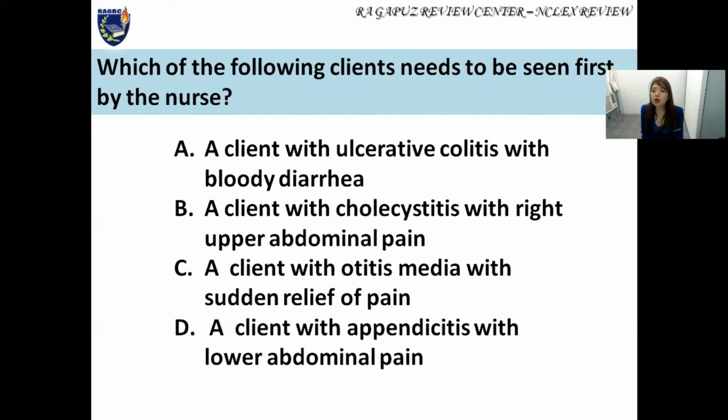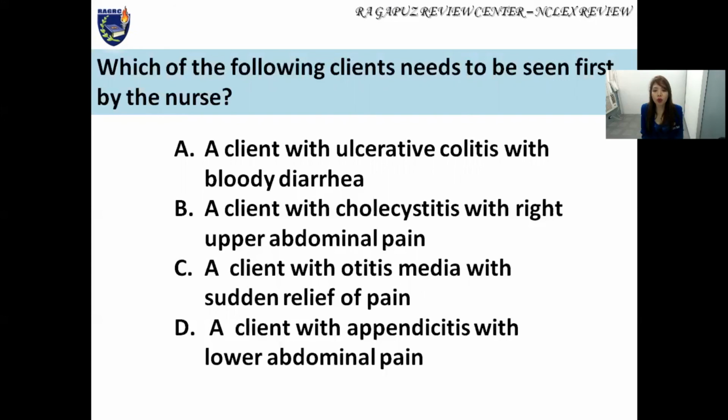Which of the following clients needs to be seen first by the nurse? Is it A, a client with ulcerative colitis with bloody diarrhea? Letter B, a client with cholecystitis with right upper abdominal pain. Letter C, a client with otitis media with sudden relief of pain. Letter D, a client with appendicitis with lower abdominal pain. So we have to do the process of elimination. You have to eliminate letter A. Why? A client with ulcerative colitis with bloody diarrhea, that is something that is expected. As a matter of fact, the bloody diarrhea may take up to more than 10, or usually 5 to 25 episodes per day because of that inflammation in the bowel.